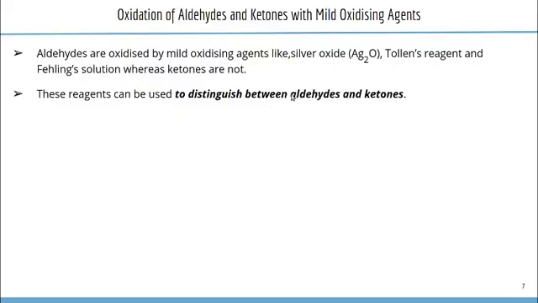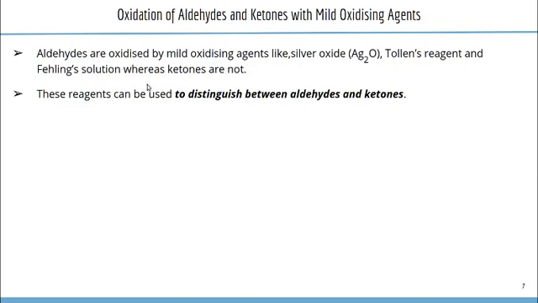Let us continue with the oxidation of aldehydes and ketones with mild oxidizing agents. Here we have different types of mild oxidizing agents. Aldehydes are oxidized by mild oxidizing agents like silver oxide Ag2O, Tollens reagent, that is ammoniacal silver nitrate solution, and Fehling's solution or Fehling's reagent. Then we have Benedict's reagent and bromine water. These are mild oxidizing agents, and ketones cannot be oxidized using these reagents.